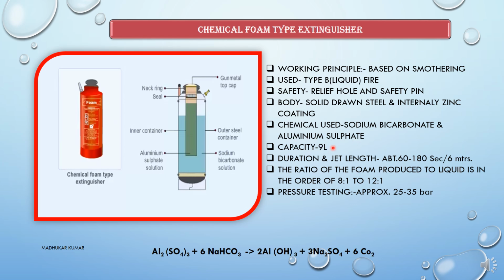Capacity 9 liters. Duration and jet length about 60 to 180 seconds as per the manufacturer specification, 6 meters. The ratio of the foam produced to liquid is approximately 8 to 1 to 12 to 1. So this is the ratio, and the pressure testing will be approximately 25 to 35 bar. So these are the details which can be utilized in the verbal examination.